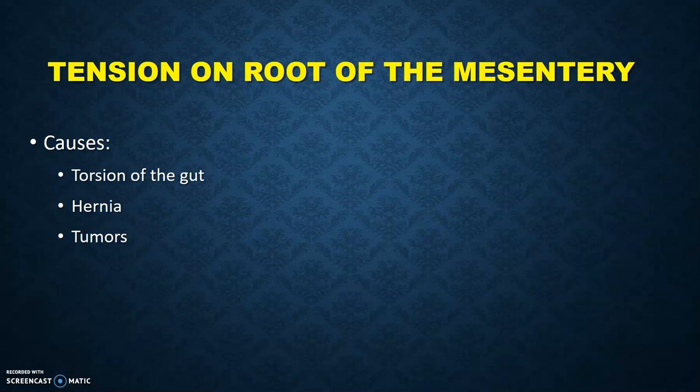So tension on the root of the mesentery. If you think back to your anatomy, the mesentery, that's what holds up all those loops of small intestine. It's a root that kind of hangs down. It has a lot of major blood vessels flowing through it, okay? For reasons such as torsion of the gut, so if the GI tract itself, especially the small intestine, starts to torse or twist, that will twist the root of the mesentery, potentially causing disruption of blood flow, herniation, and tumors.